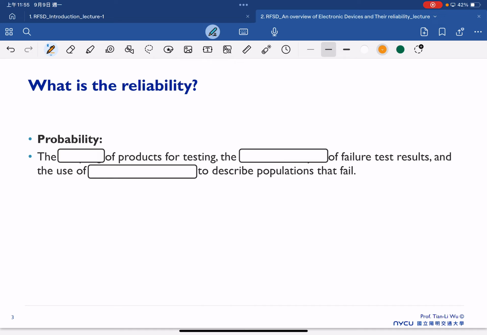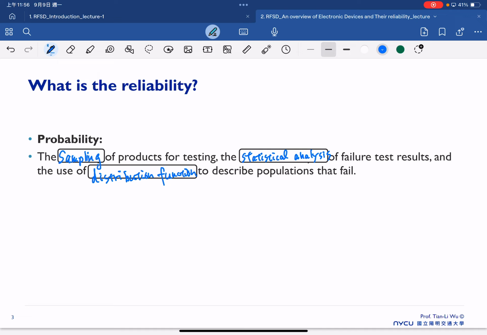So probability is the sampling of a product for testing, and then the statistical analysis of the test result, and then using a distribution function to describe the population that fails. So you can see, we only do the test on some limited devices. That's what we call the sampling. And then we use statistical knowledge to analyze based on the distribution function.